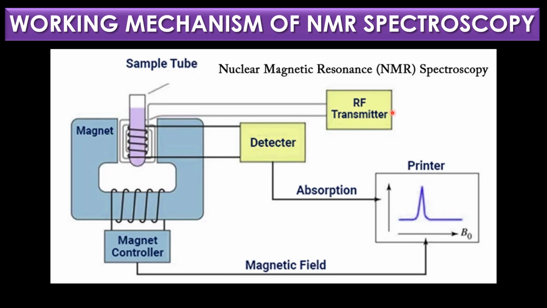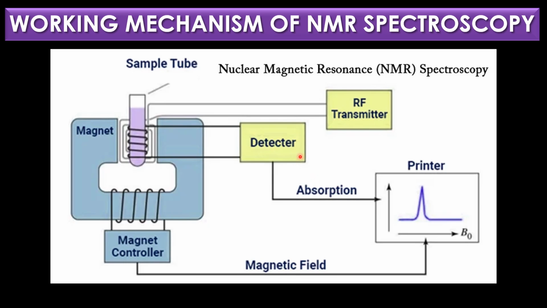RF transmitter or radio frequency transmitter. The radio frequency transmitter generates radio frequency pulses which are absorbed by the nuclei in the sample. These pulses push the nuclei away from their aligned position within the magnetic field. Absorption. When the nuclei return to their original alignment, they emit energy. The absorption of radio frequency energy causes transition between the different nuclear spin states, and this process generates signals that contain information about the molecular environment of the nuclei.